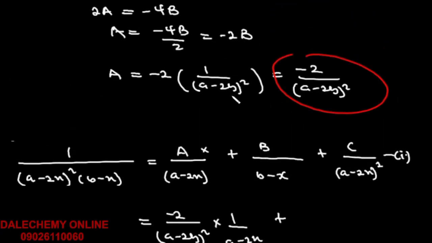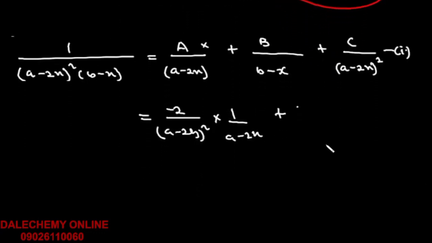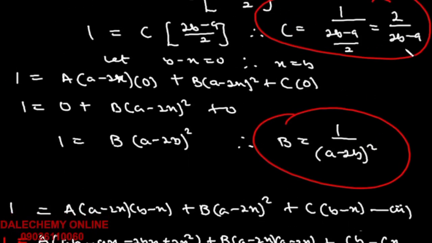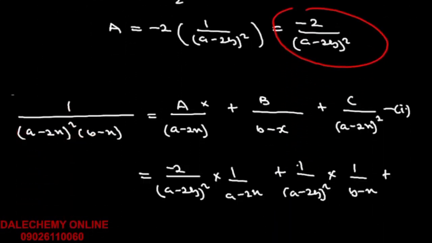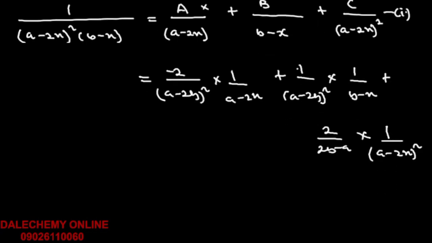Don't forget, b is 1 over (a minus 2b) squared. So that would be 1 over (a minus 2b) squared, then times 1 over (b minus x), then plus c was 2 over (2b minus a), then plus 2 over (2b minus a), then times 1 over (a minus 2x) squared. Then all this equals this.